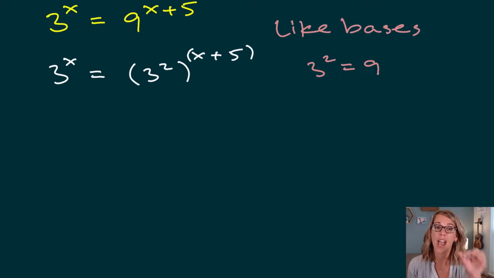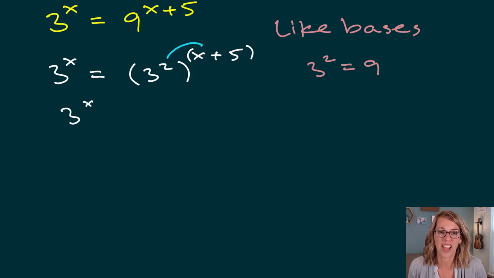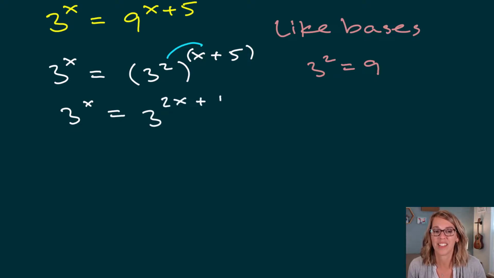Well, whenever I've got a power of a power, like I do on the right-hand side, I can multiply these two powers together. So I get still 3 to the x on one side is equal to 3, multiply that 2 through, 2x plus 10. Now, because I have like bases, I could go ahead and apply a log base 3 on both sides to undo those, but I can also say if they have the same base, they also have to have equal powers.